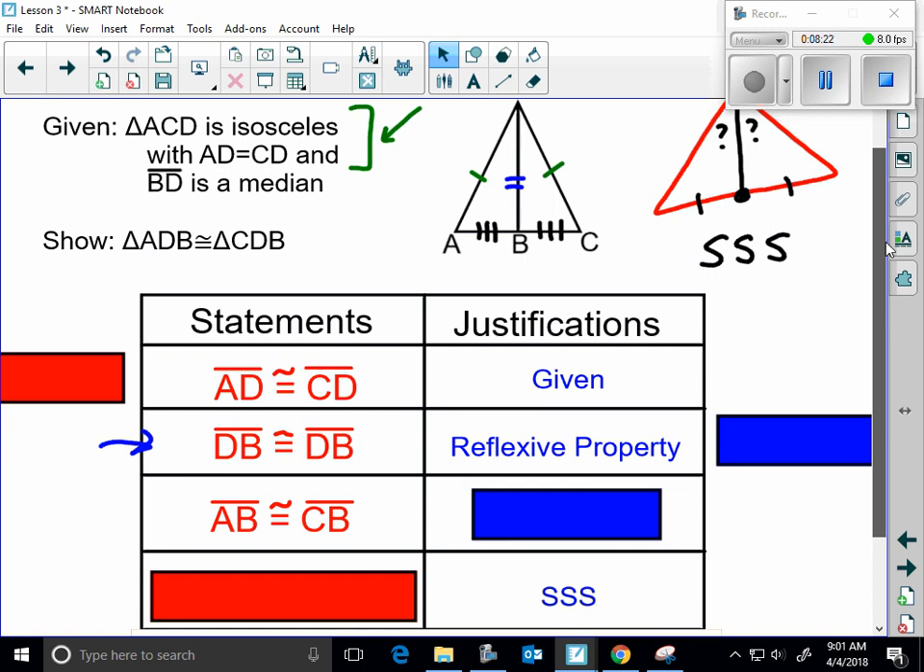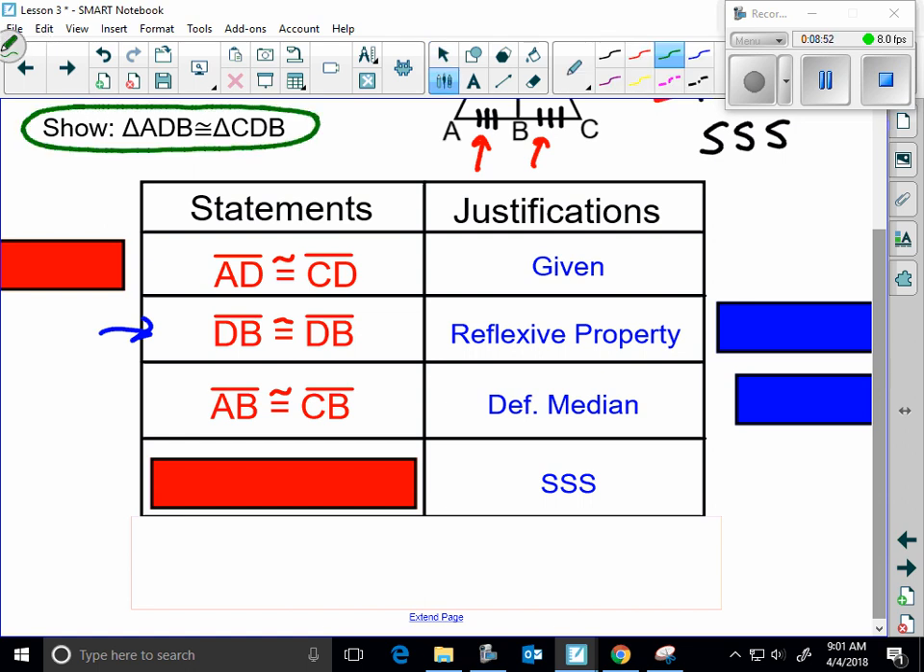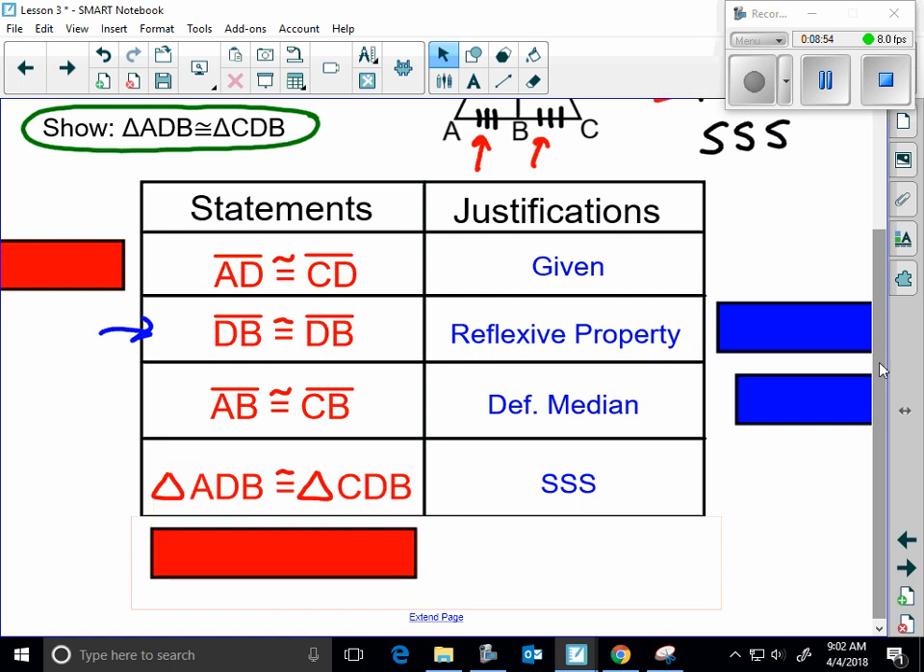Okay, and then AB is congruent to CB. How did I know that this was congruent to this? The definition of a median, right? Everything you need, you guys, is given. You just have to decipher what means what. By definition of median. And what is always your last statement? What we're trying to show. This is always your last statement. Hey, that's a proof.